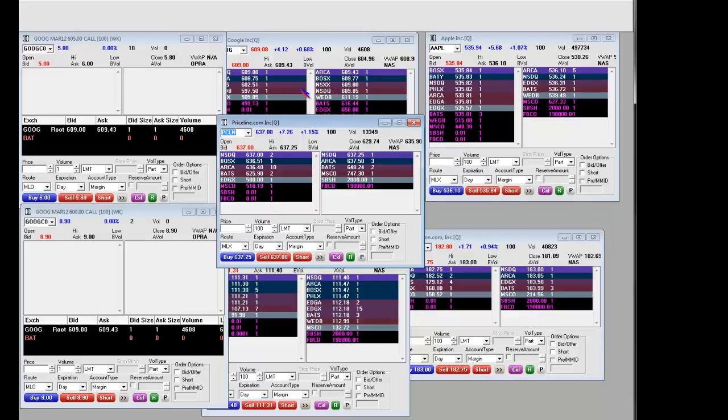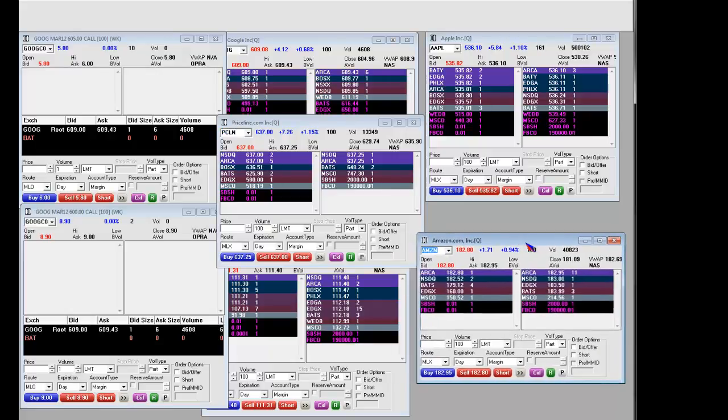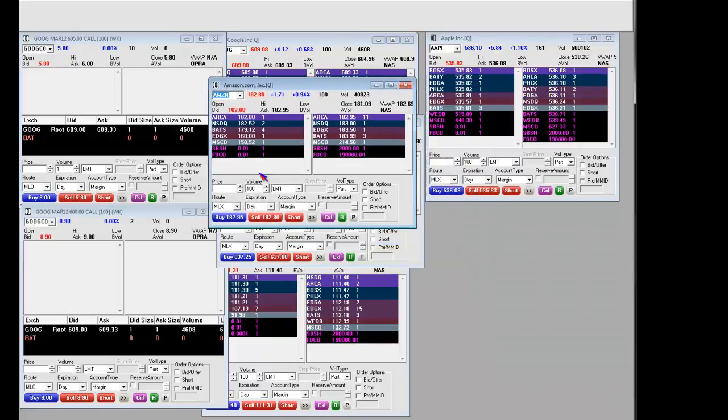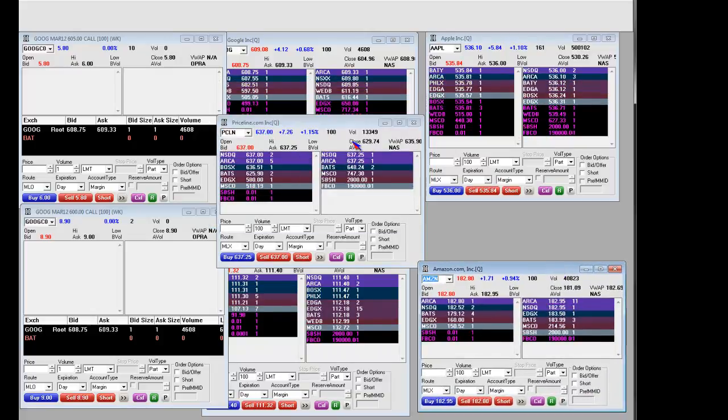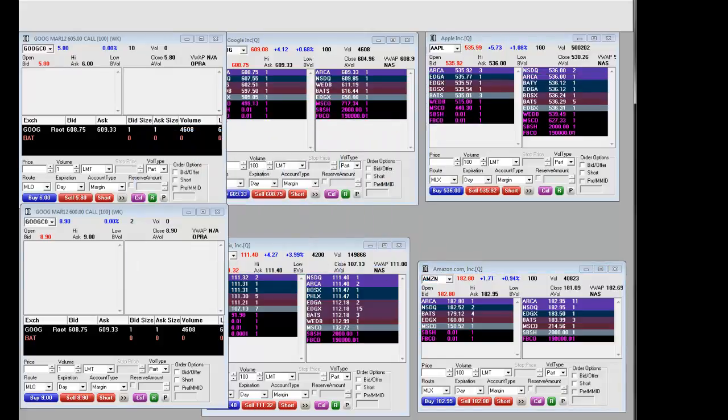So the high beta stocks that have the best range for making markets, taking a look at the Amazon, 182.80, a close of 181.09. So we have that over there, the support levels. It had a nice run up to that short high yesterday. I've already featured the price line.